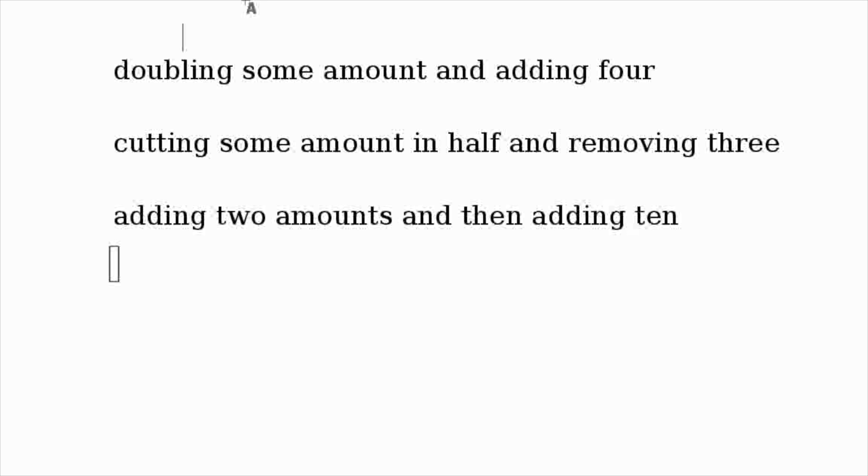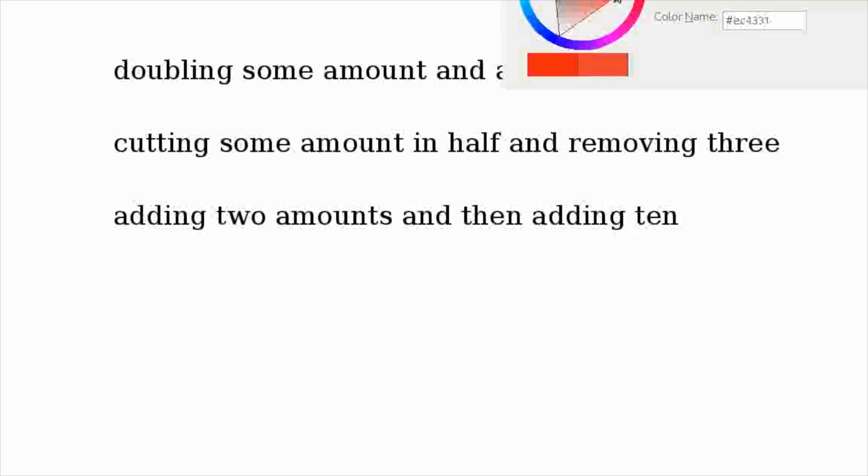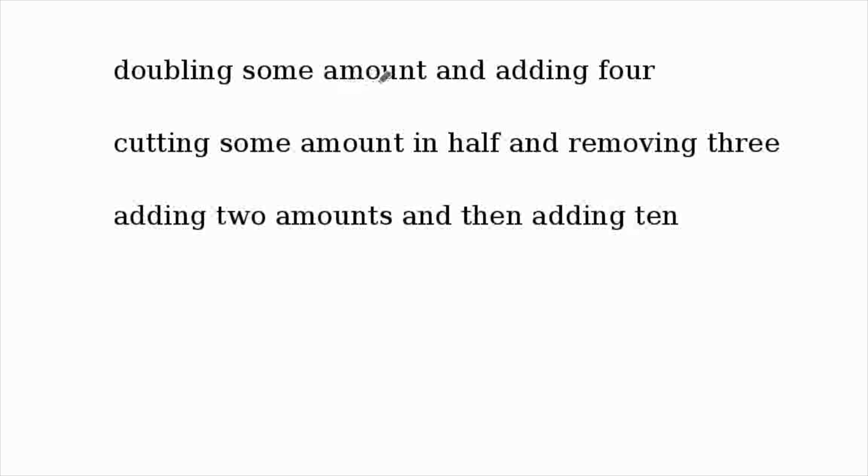So, decoding these English phrases. Doubling some amount: first thing we need to do is decide on what letter we want to use for the unknown amount. As I said, traditionally we use x and y, but you don't have to. Doubling some amount and adding 4. So doubling mystery value x and adding 4 would look like that.